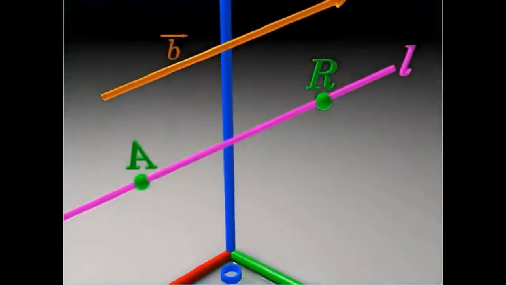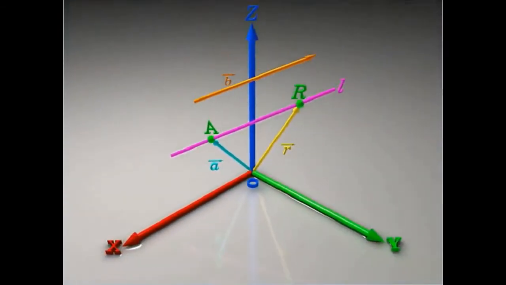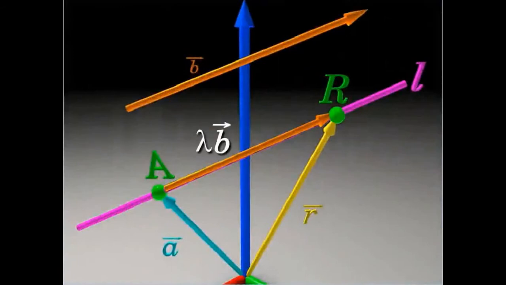Let R be any arbitrary point on the line L such that the position vector of this point R is vector R. Also suppose the position vector of point A is vector A. Since vector AR is parallel to vector B, it will be equal to lambda times vector B, where lambda is some scalar.